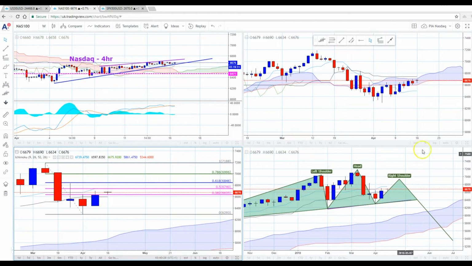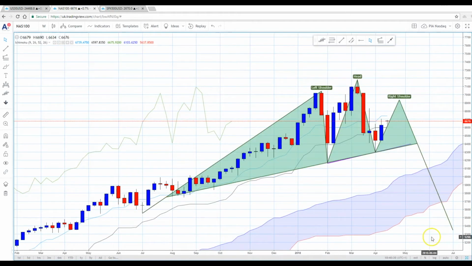So Nasdaq, have a look at that now. And the Nasdaq is similar to the Dow in most aspects, apart from what we have seen. We've seen a higher low here.